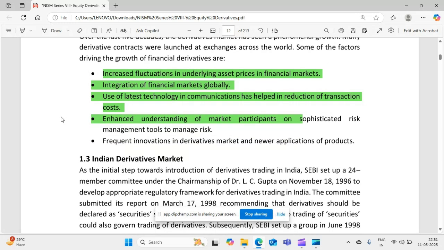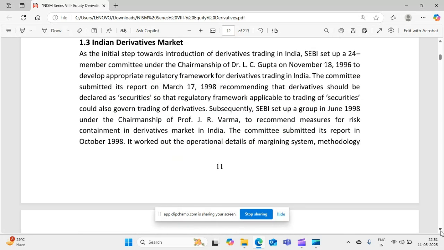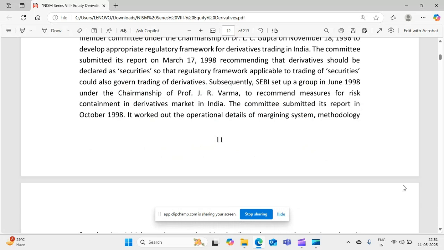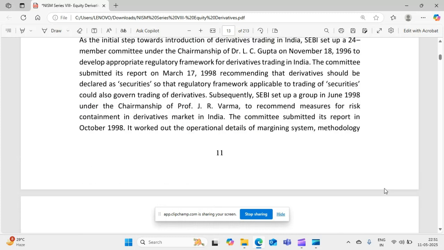Indian derivatives markets, how did they start? We have a history which starts with the LC Gupta Committee. Under the chairmanship of LC Gupta, SEBI set up a 24-member committee to develop the appropriate regulatory framework for derivatives trading. The committee submitted its report, and then SEBI set up a group in June 1998 under the chairmanship of J.R. Verma to recommend measures of risk containment. This is how the derivatives market started growing in India. This is basically the starting point of the growth of the market.